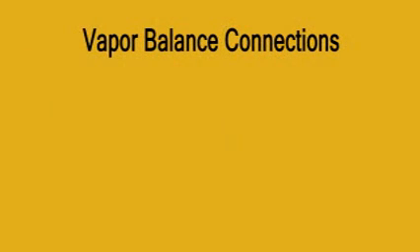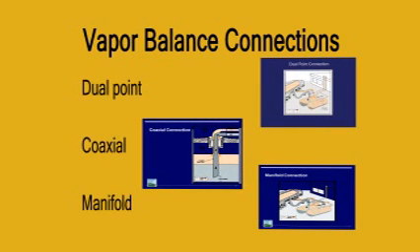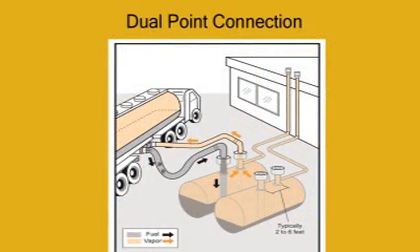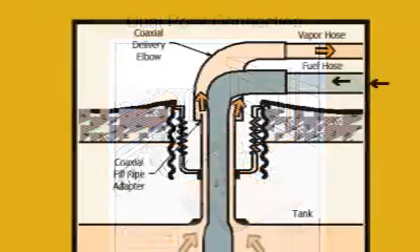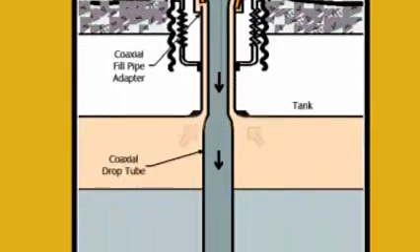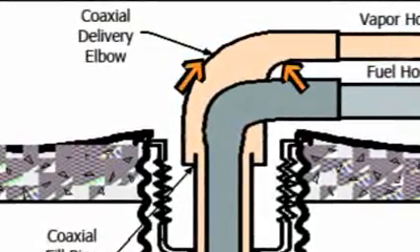There are 3 different connections that are possible between the storage tank and the tanker. Vapor balance connections can be either a dual point, coaxial, or a manifold connection. A dual point connection uses 2 separate tank openings, usually a few feet away from each other. One opening is for fuel delivery into the tank, and one opening for the vapor transfer back to the tanker truck. A coaxial connection uses a drop tube with a narrow top section to create a vapor pathway between the drop tube and the fill pipe. A special coaxial delivery elbow must be used to complete the fuel and vapor pathways to the tanker truck.